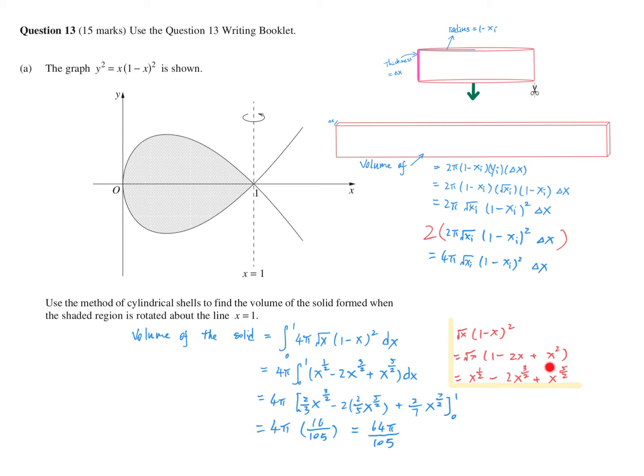You will have 1 minus 2x plus x squared, and then times the root x. Root x is x to the power 1 over 2. So by index law, you will get the polynomial of this one. This 4 pi, we can multiply after the integration. And so the polynomial, we know that after expansion, it should be this one. We integrate this polynomial, and this is the primitive function after the integration with the lower limit equal to 0, upper limit equal to 1. After the calculation, you are going to obtain the volume of this torus, 64 pi over 105.